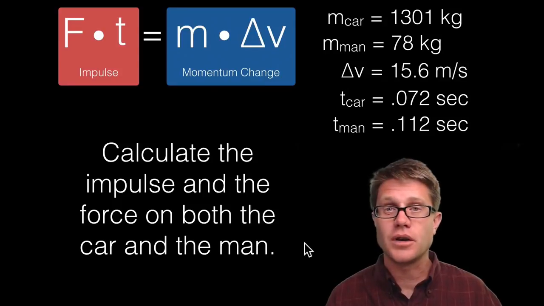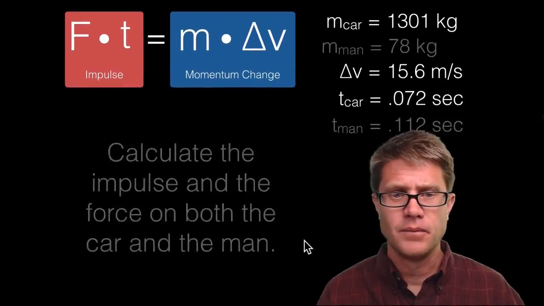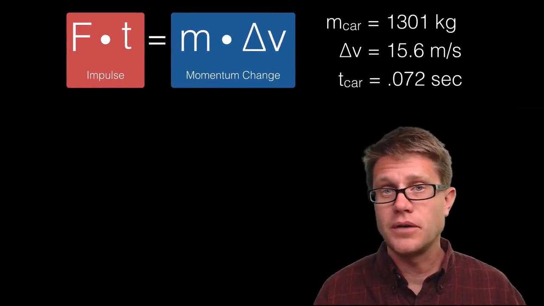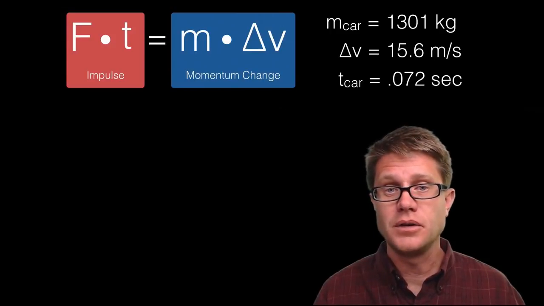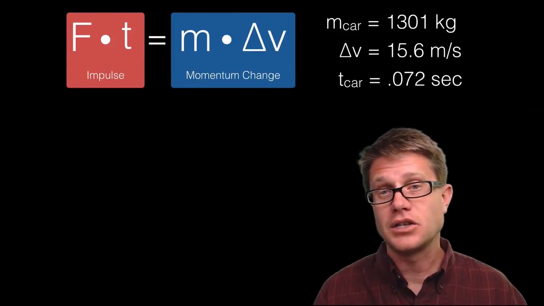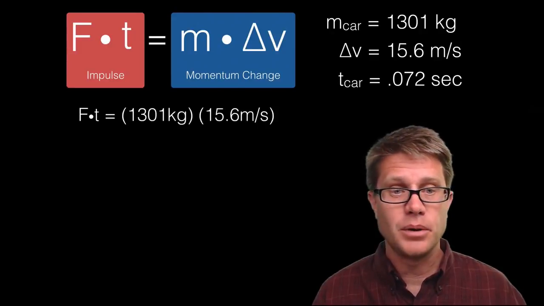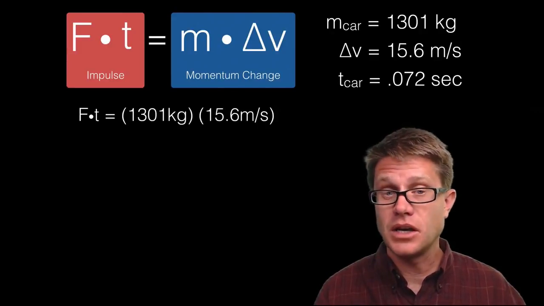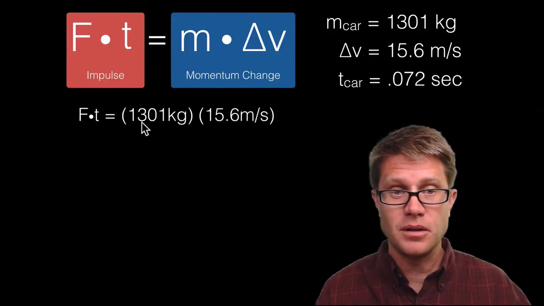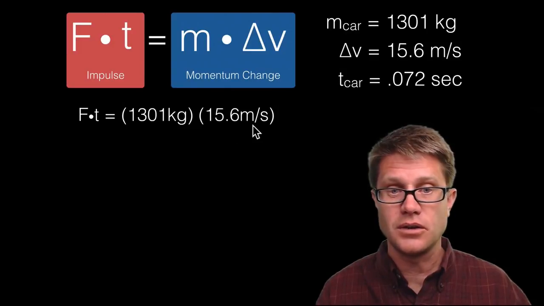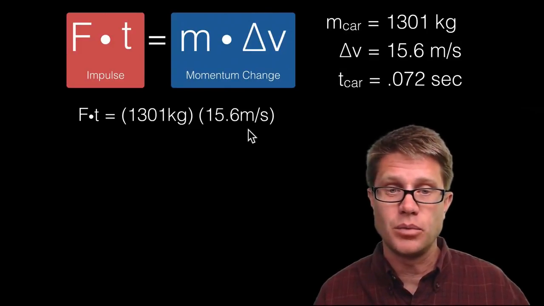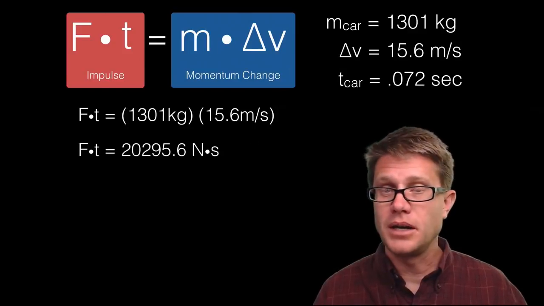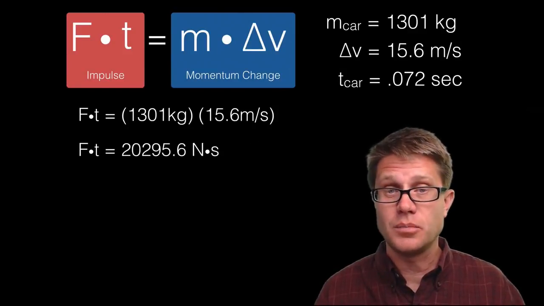And so pause the video, try to work that out, but I'm going to show you how to do it right now. And so what you would do if we're trying to figure out the impulse on the car, all you need is the mass of the car and then that change in velocity. And so impulse is equal to the mass times the change in velocity. So I'm simply putting in the mass right here of 1,301 kilograms, the change in velocity of 15.6 meters per second. And so my impulse is going to be this, newton seconds.